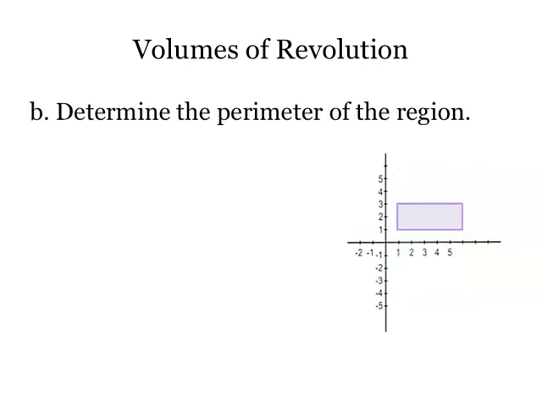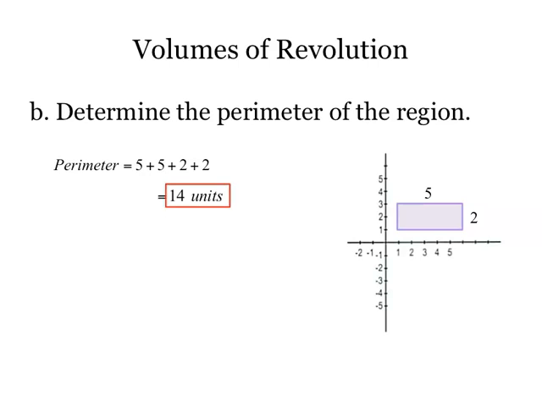Okay, part B. Determine the perimeter of the region. So the perimeter, we just really have to look at how many units it is in terms of its length and its width. And so counting this out, it looks like this has a height of 2 and the length is 5. So the perimeter is just the measure around the rectangle. So 5 plus 5 plus 2 plus 2, which is equal to 14. So this is 14 units.